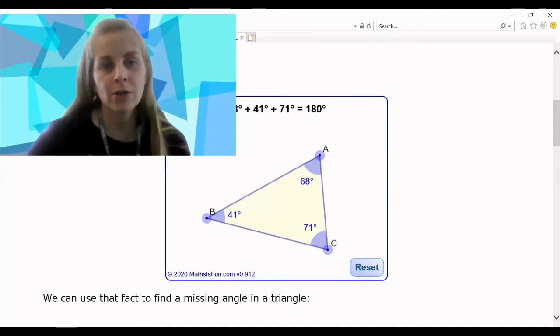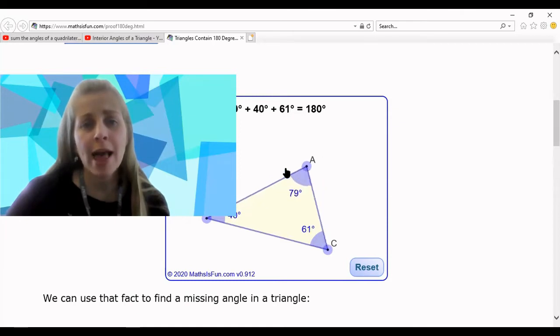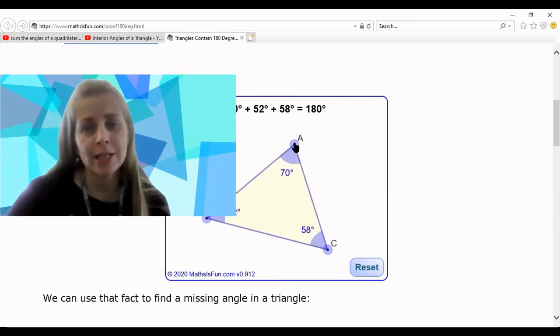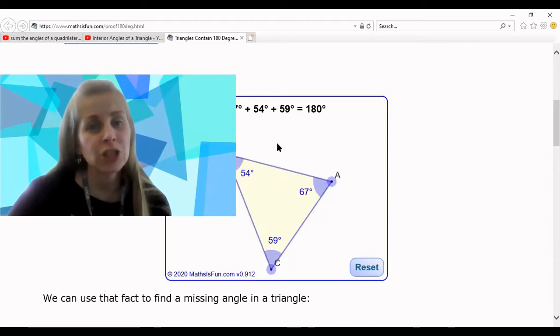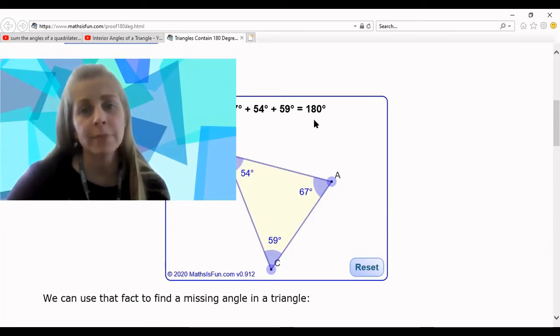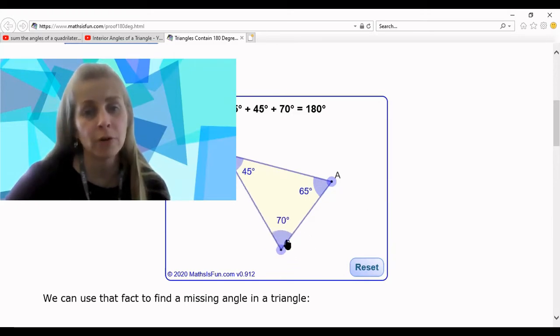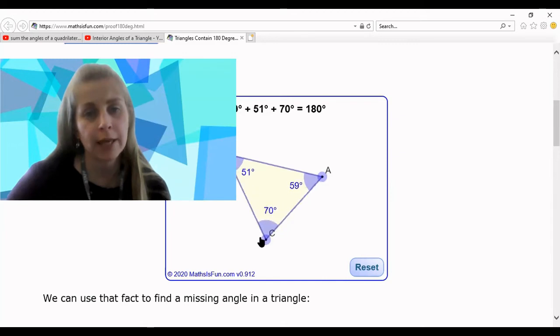You can see on this demonstration that whatever corner I'm dragging, whatever vertices I'm touching and changing, the total of the interior angles is always going to be the same. It's always going to be 180 degrees, and that is always the case with any type of triangle. Whichever vertex I'm moving, you can see that is still the case.